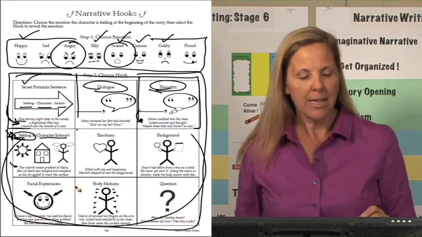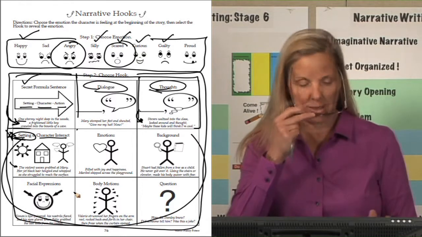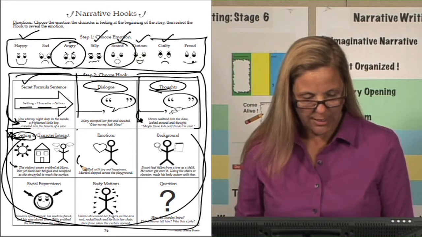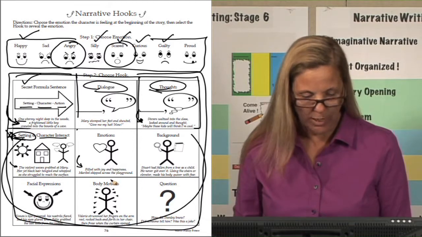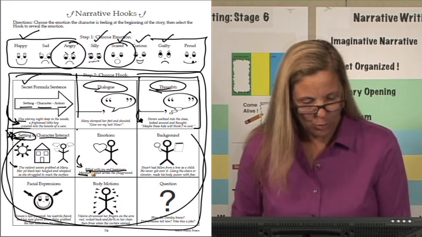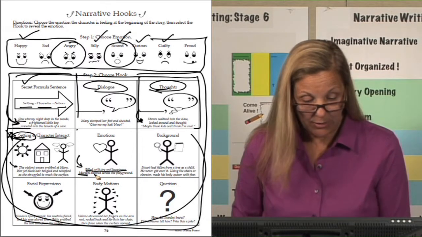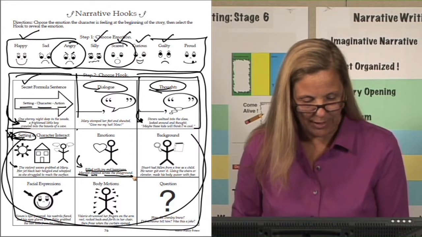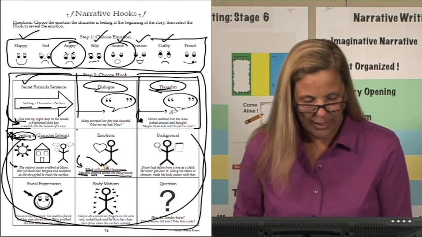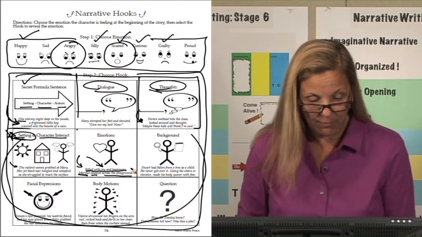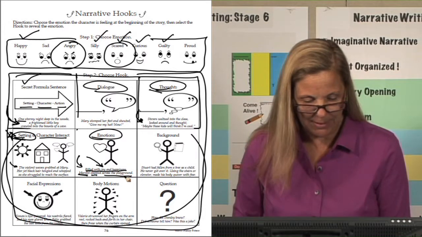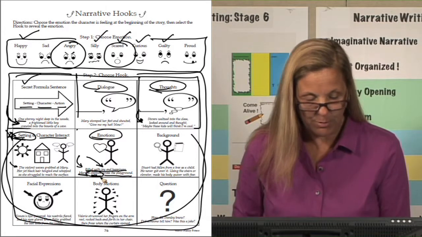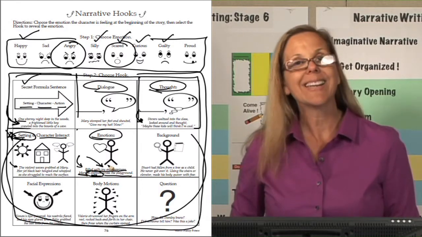The next box is the emotion box. In this box, we want to just say how the character is feeling right at the start of the story. Filled with joy and happiness, Maribel skipped across the playground. So we had our joy and happiness. We just said how she felt. What's her emotion? Joy and happiness. And then we made sure we had a verb, skipped, to match that emotion.